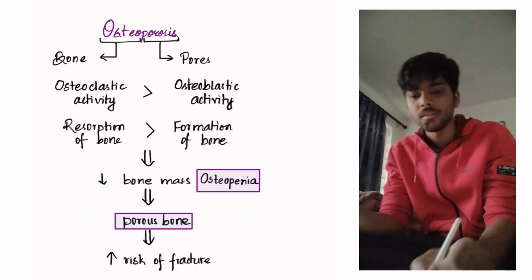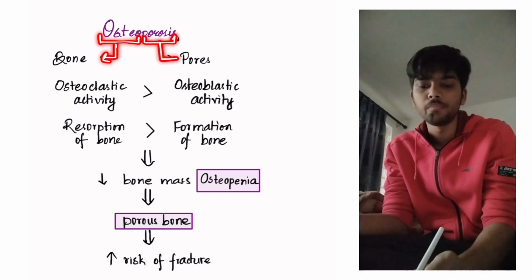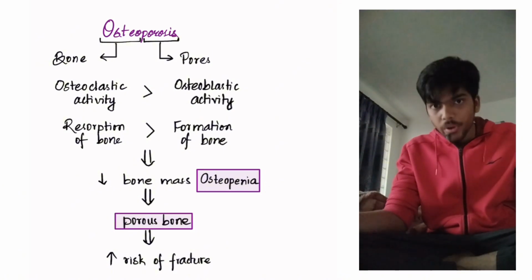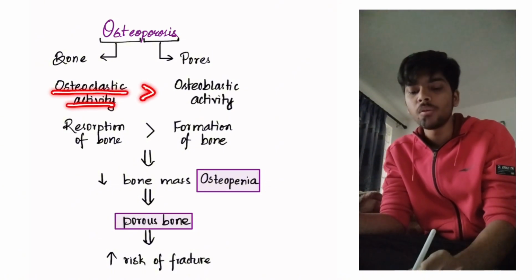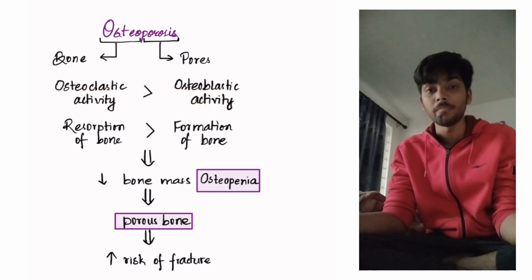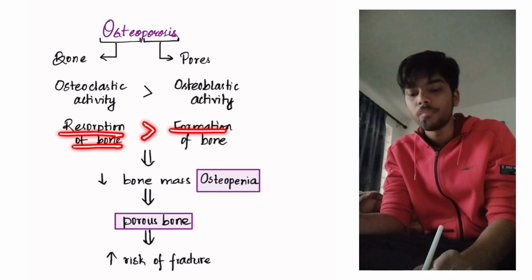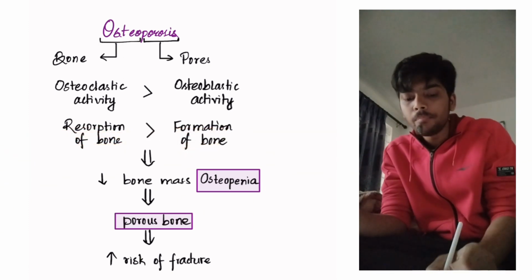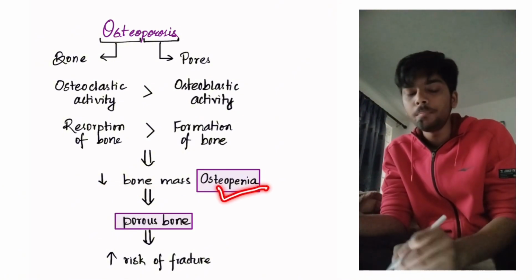Osteoporosis contains two parts, osteo, which means bone, and porosis, which means pores. So basically, pore formation in bone is osteoporosis. How does it happen? When osteoclastic activity becomes greater than osteoblastic activity due to some factor, the resorption of bone becomes greater than formation of bone. As a result, there is net resorption of bone, and the mass of the bone decreases. This is what we call osteopenia.